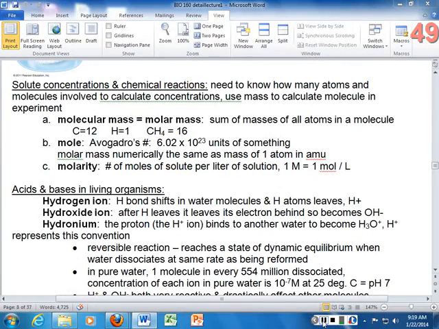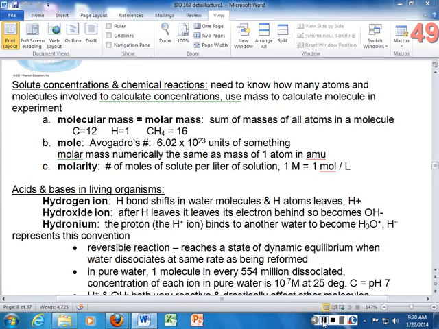So the molecular mass of something is basically the sum of all the masses that are in a molecule. And it's going to tell you how much of something there is. One molecule, if we measure one atom in there, that's really small.